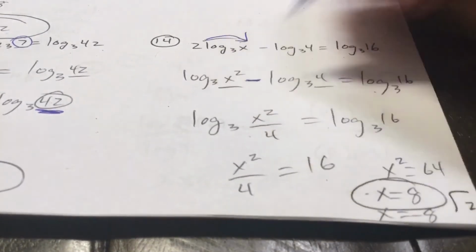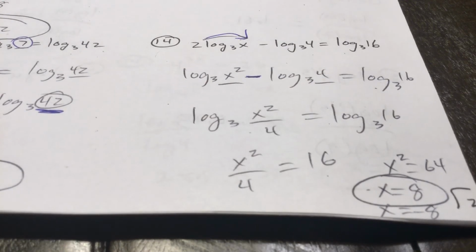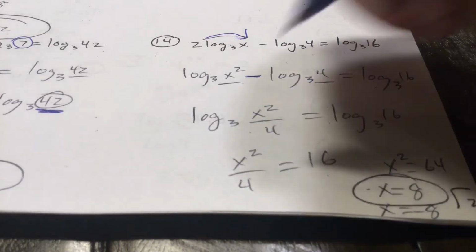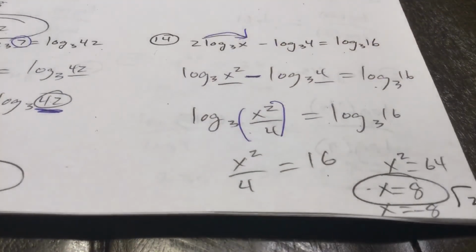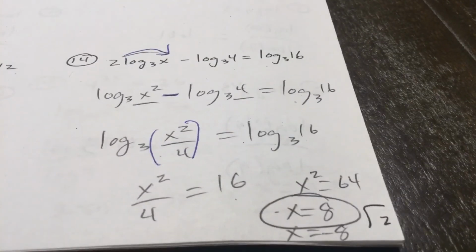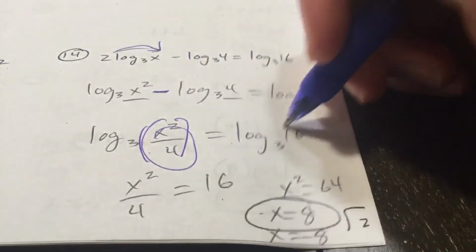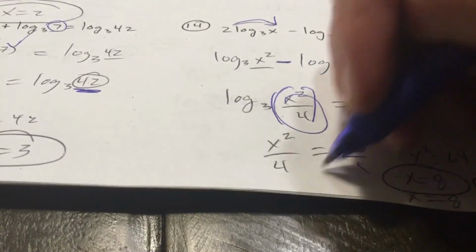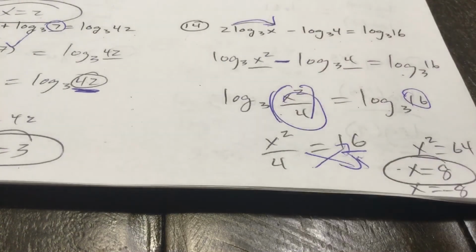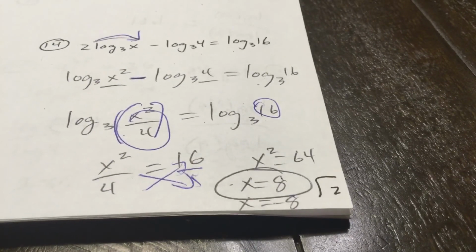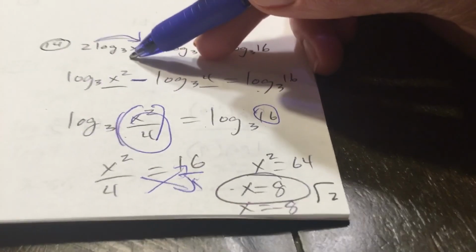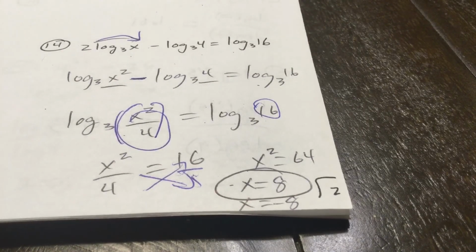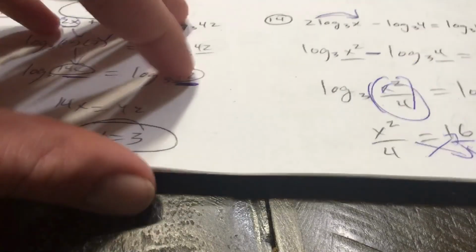I have the quotient property here. Log base 3 of x squared minus log base 3 of 4 is log base 3 of x squared over 4, which now equals log base 3 of 16. X squared over 4 has got to be 16. Cross multiply. X squared is 64. X can only be 8. It can't be negative 8 because I can't have log base 3 of negative 8. That's undefined.